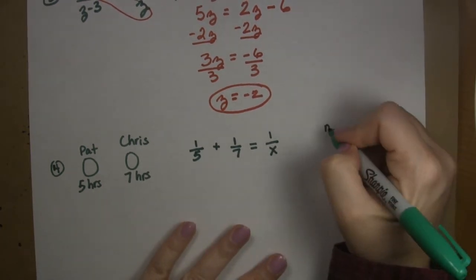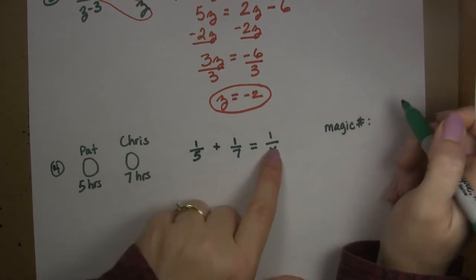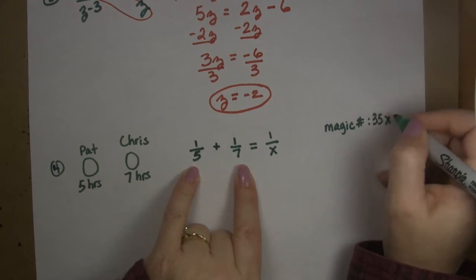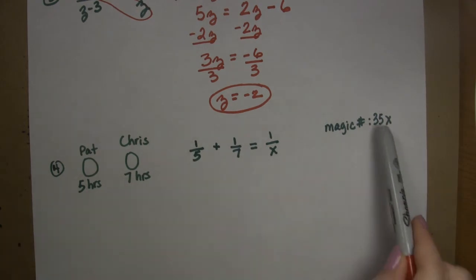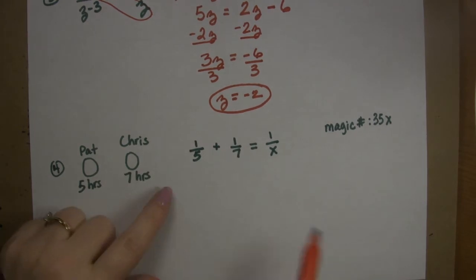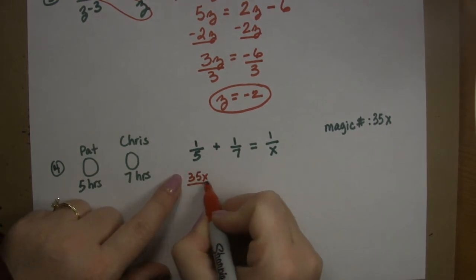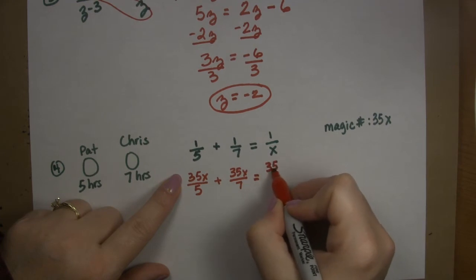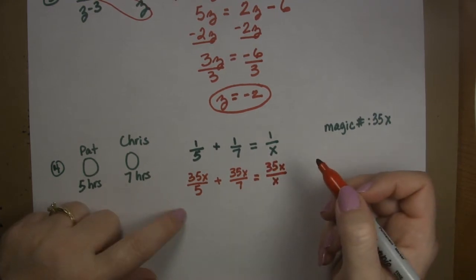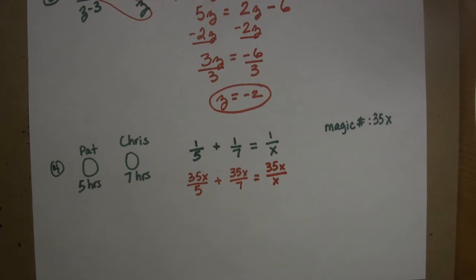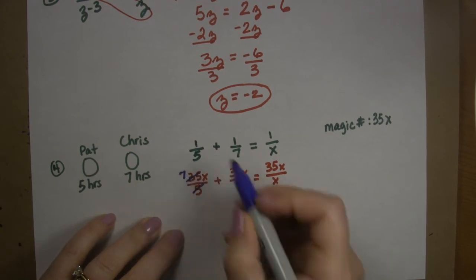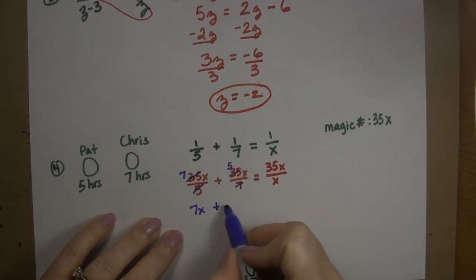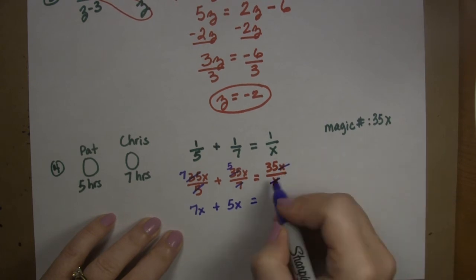All right, and let's calculate a magic number, please. Our magic number is going to have an x in it, and then it's going to be a number that both 5 and 7 can go into, which is 35 is the first one that I thought of. So now I'm going to take that magic number and multiply it by all my numerators. So I'm going to wind up with 35x over 5 plus 35x over 7 equals 35x over x. And then when I reduce that, 5 goes into 35 7 times, so this becomes 7x. 7 goes into 35 5 times, so this becomes 5x. And here my x's cancel, so I just get 35.